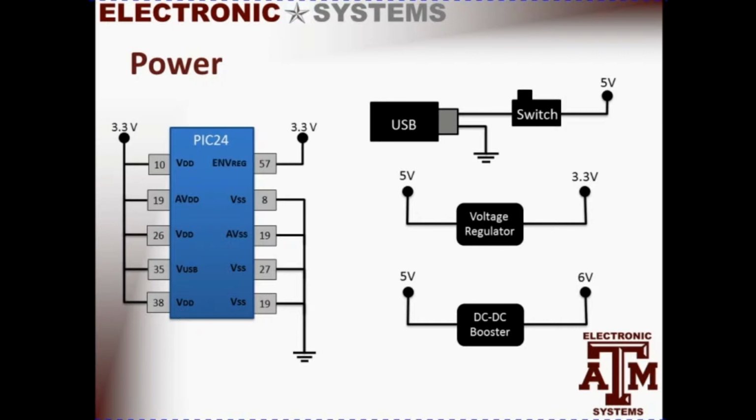On the PIC24, it has an internal voltage regulator. This is because the core of the microcontroller runs at 2.5 volts. In order to not have any external circuitry, we will enable the internal voltage regulator.